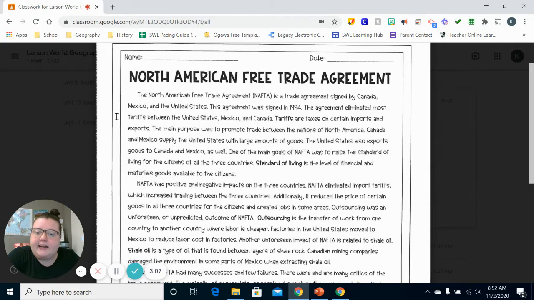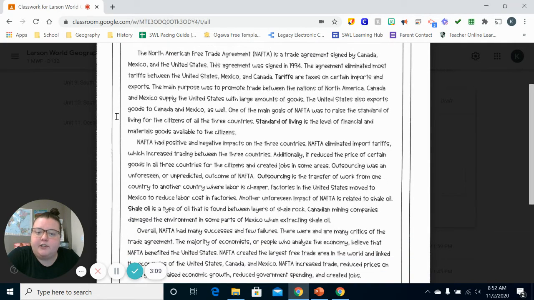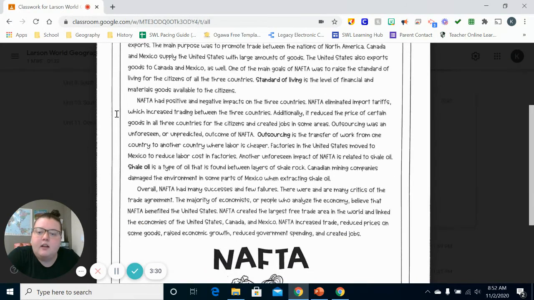Canada and Mexico supply the United States with large amounts of goods. The United States also exports goods to Canada and Mexico as well. One of the main goals of NAFTA was to raise the standard of living for the citizens of all the 3 countries. Standards of living is the level of financial and material goods available to the citizens.